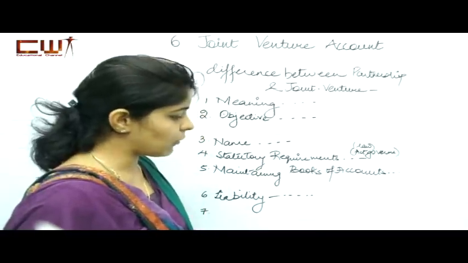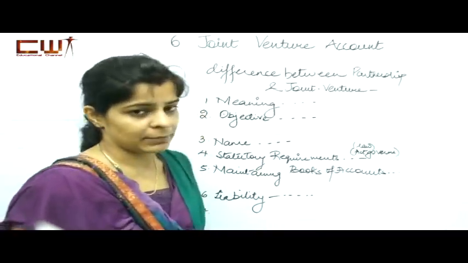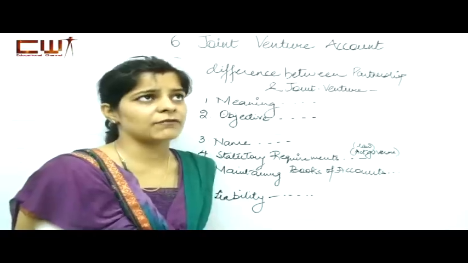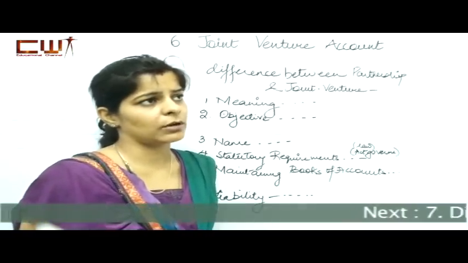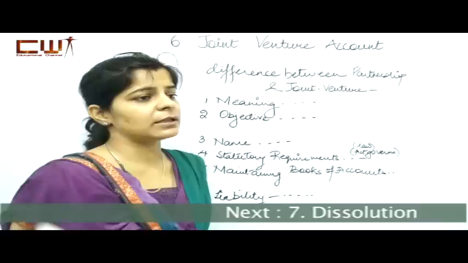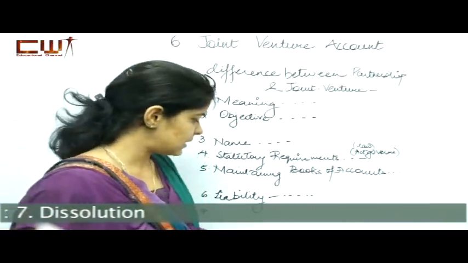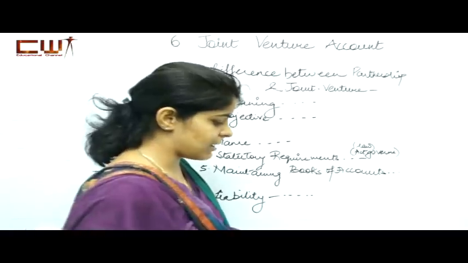So the liability of the partners is always unlimited, right? Because that's the partnership. The partners are working not only for a particular purpose, but they are working together till the time they are able or in a position to carry on their business. So their liability is unlimited.